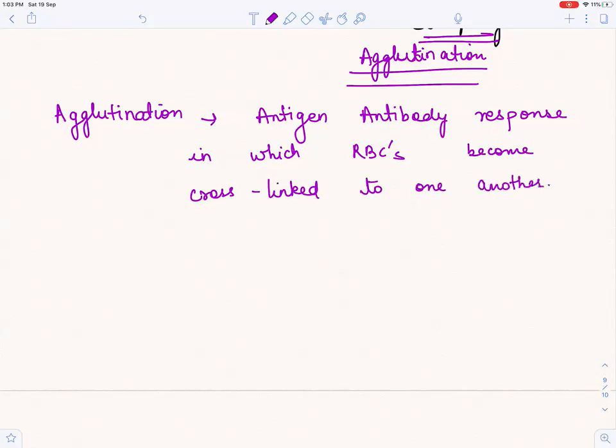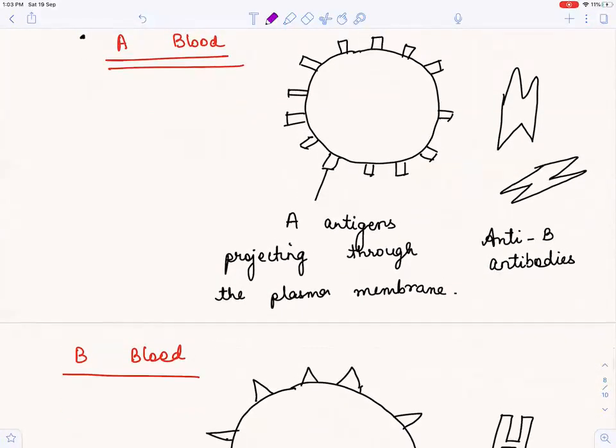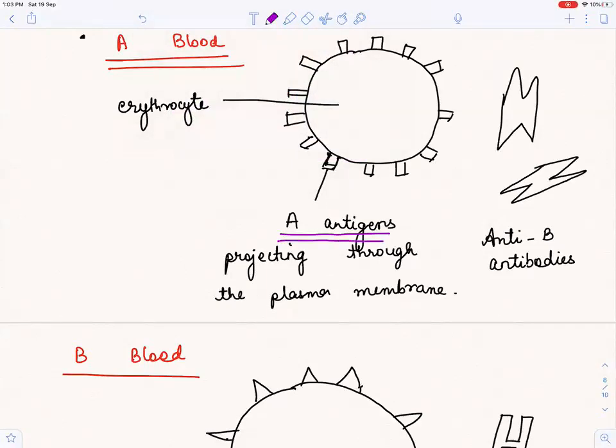Let's understand once again what happened. This is A blood, this is an erythrocyte, and these are the various projections. These projections are A antigens. They are projecting through the plasma membrane. And what else is in this blood? Anti-B antibodies are also there.